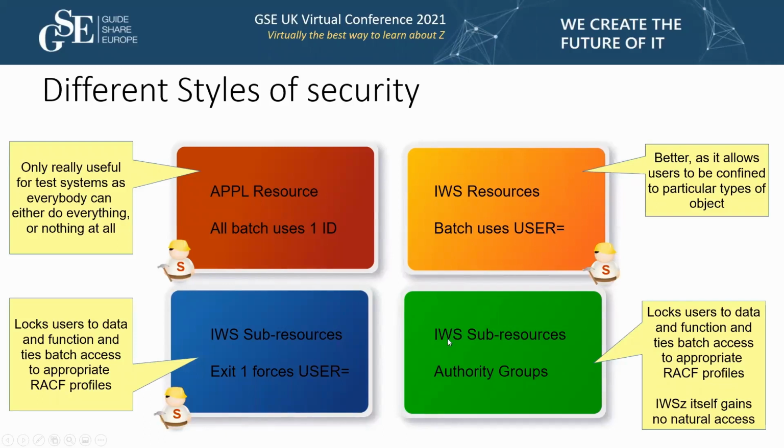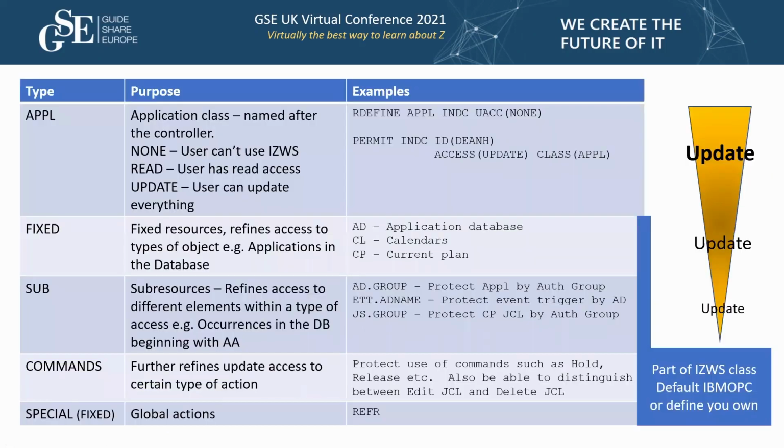You know, if it's a payroll developer, they can still do stuff that payroll developers can do. So potentially write programs that do things in production, but you're never going to be able to stop that. That's your quality process that really needs to stop that kind of thing. So we're going to talk today really about using sub-resources and using authority groups to really lock down ICWS.